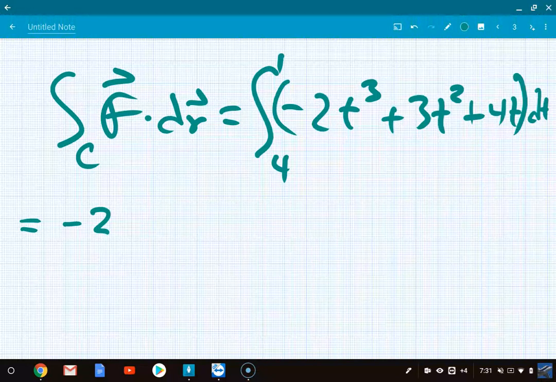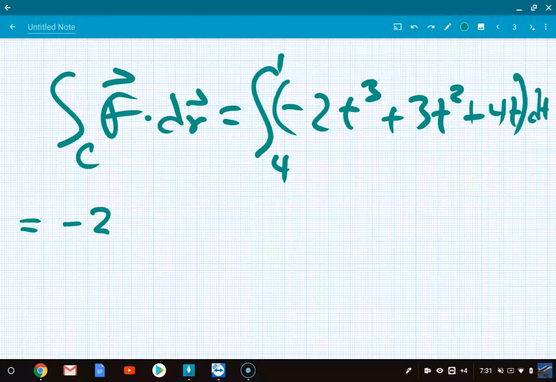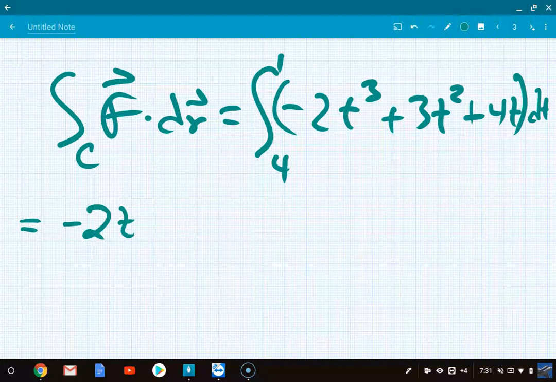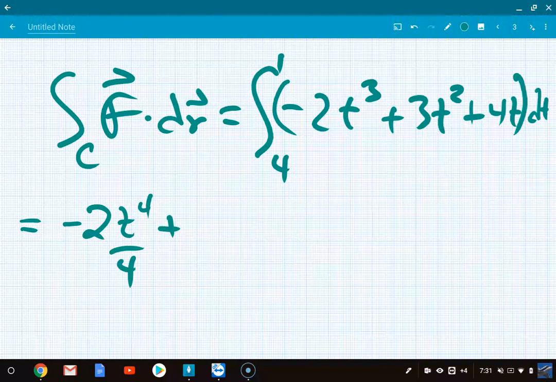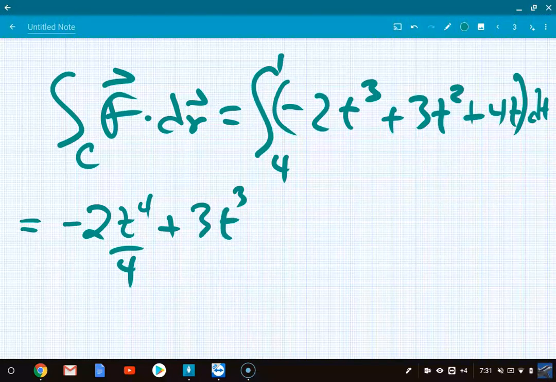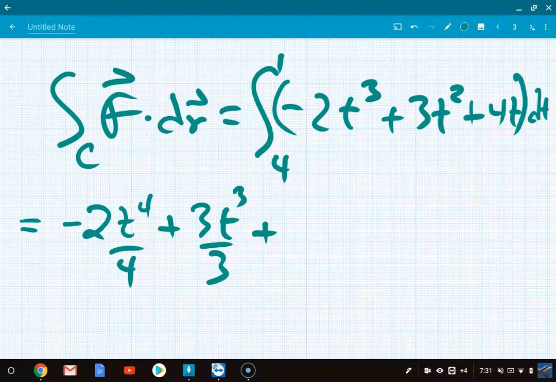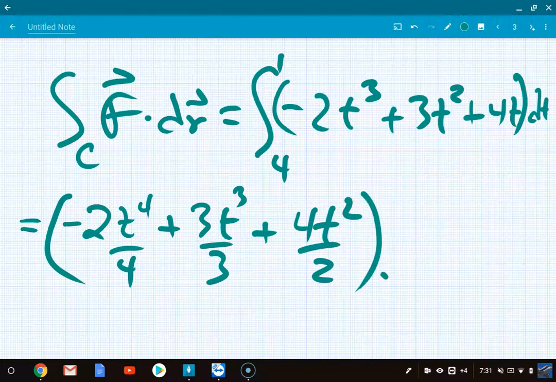Negative 2 what? What did I just do? Negative 2 t to the 4th over 4, right? Plus 3t cubed over 3. We'll reduce it later because I've got to reduce it to 4ths anyway. Plus 4t squared over 2. Yeah, 2t squared, right? Evaluated from 4 to 1.